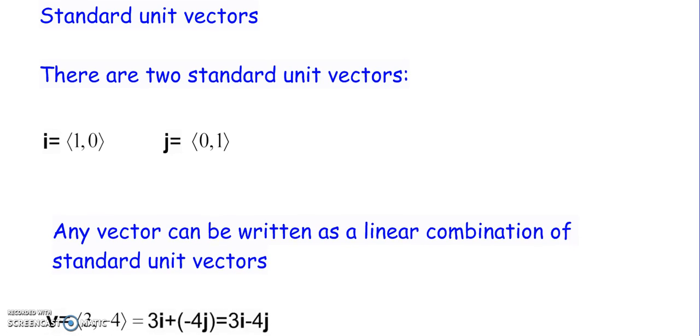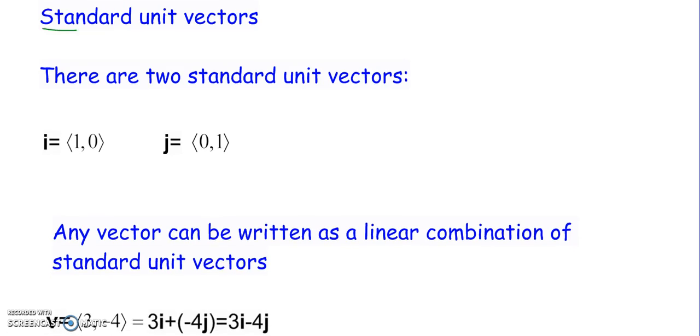Okay, so here we start talking about standard unit vectors. There are two standard unit vectors, and they are labeled I and J. The reason they're called standard unit vectors is because I always stands for 1, 0, essentially a vector that is always a distance of 1 to the right. J stands for a vector 0, 1, which is always a vector 1 up.